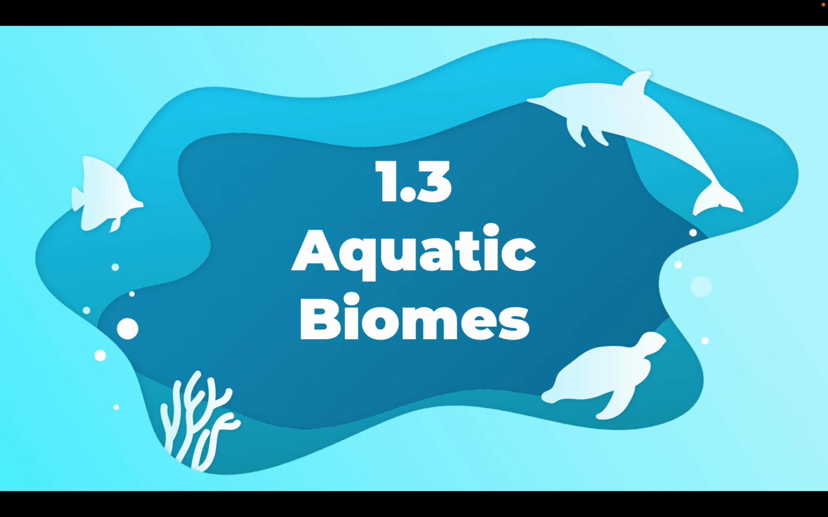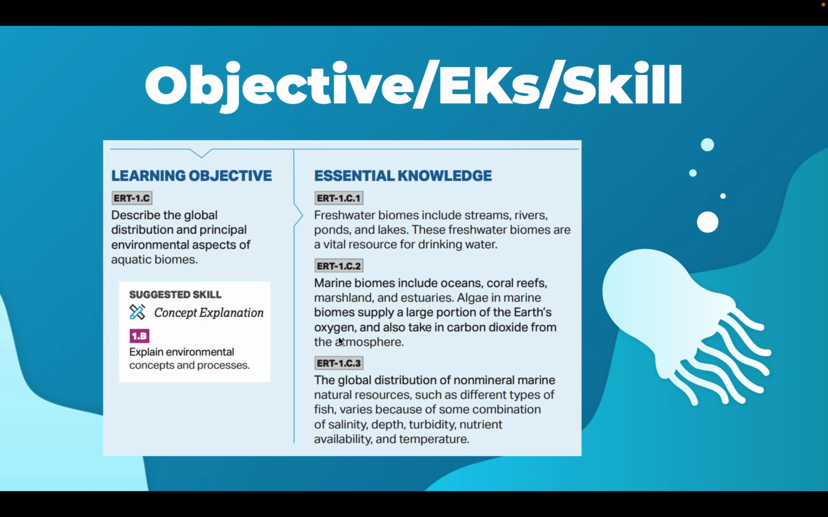So for terrestrial biomes, and then let's quickly talk about 1.3, aquatic biomes. Again, we're focusing on by the end of this, you should be able to describe the global distribution and principal environmental aspects of aquatic biomes. The overall skill is to explain environmental concepts and processes. And by the end of this, you should be able to know that freshwater biomes include streams, rivers, ponds, and lakes. These freshwater biomes are a vital resource for drinking water.